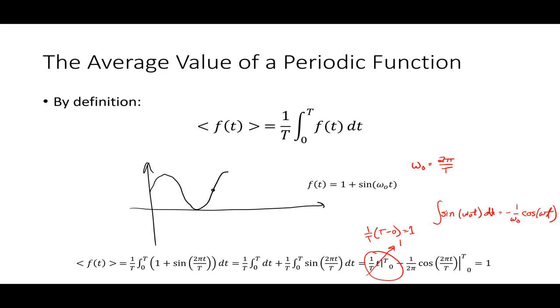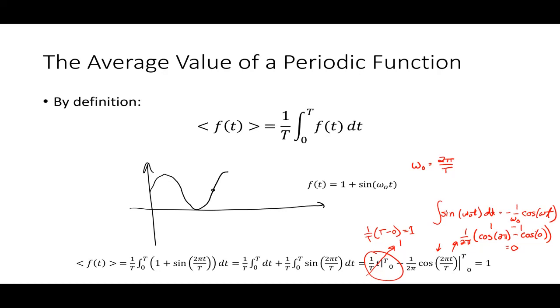Omega naught t like that. All right, that's what I have here. And then I evaluate that from 0 to T. So you should see if I plugged in cosine 2 pi capital T over capital T, that is cosine of 2 pi. So in other words, this would become 1 over 2 pi times cosine of 2 pi minus cosine of 0. Cosine of 2 pi is 1. Cosine of 0 is 1. So this is simply 0.